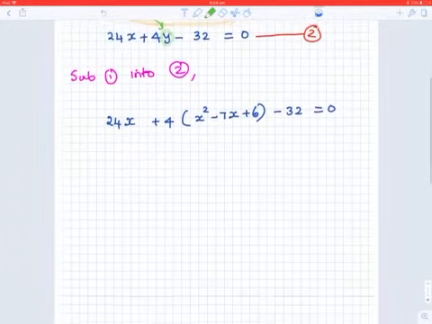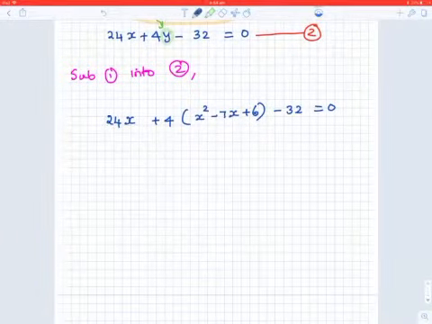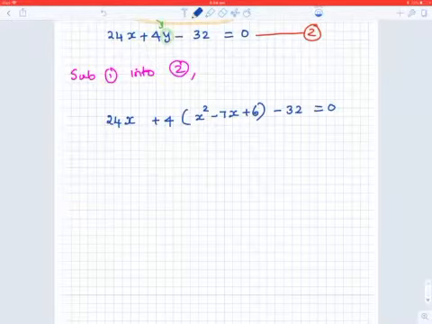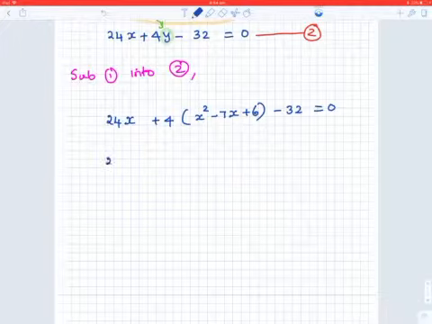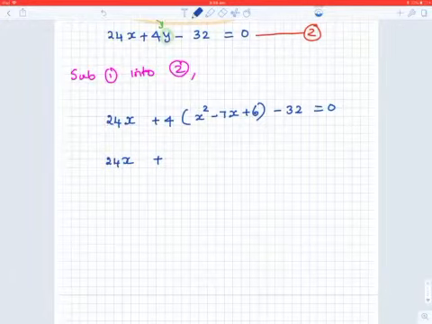I'm still using equation 2, but instead of y, I'm replacing it by x squared minus 7x plus 6. Okay, so now the equation is really in terms of x alone. So first I need to expand and simplify and see what I get.